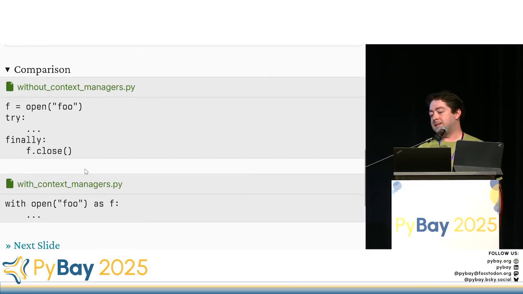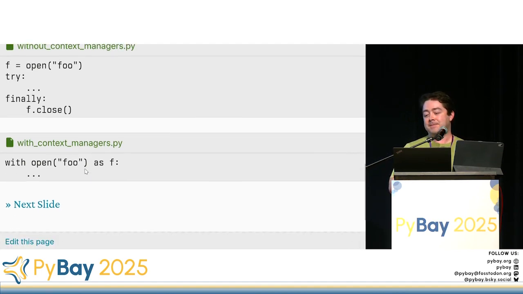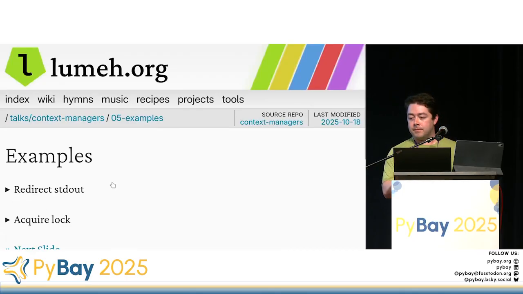And just a side-by-side comparison, the top is the code you would have to write to do this by hand, and the bottom is the code you get to write with the with statement and the context manager. You can see it's just quite a bit nicer, saves you some typing, saves you from forgetting to do the finally, things like that. Okay, so we're going to look at some examples.